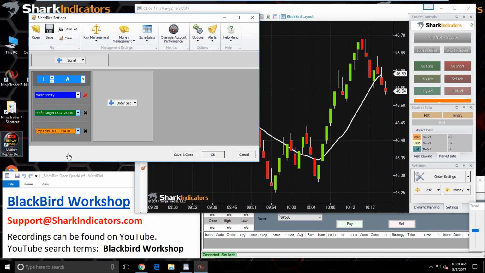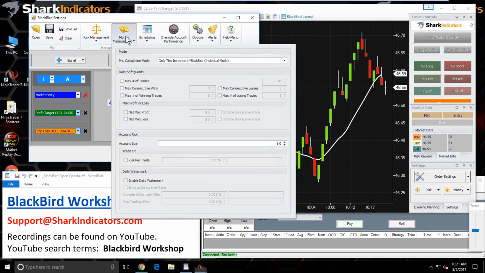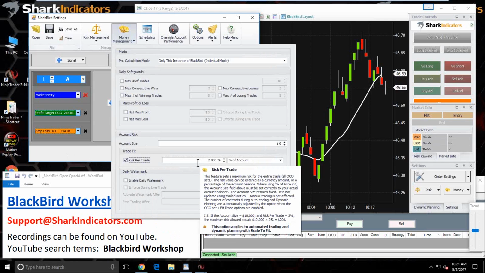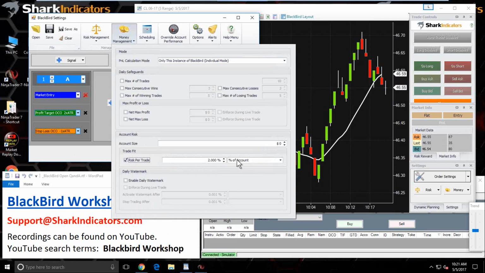All right, so let's see. Charles is asking how we would set up those various risk and maximum loss for the day settings. Those would all be under money management here. So the risk per trade, the first one down here, is set at $400. It's a cash amount, not a percentage amount.